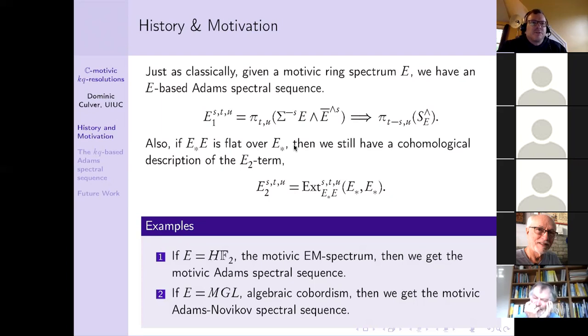Hey, this is Dan. I think we should mention Hu, Kriz, Ormsby for the Adams-Novikov. Yes, I almost forgot them.